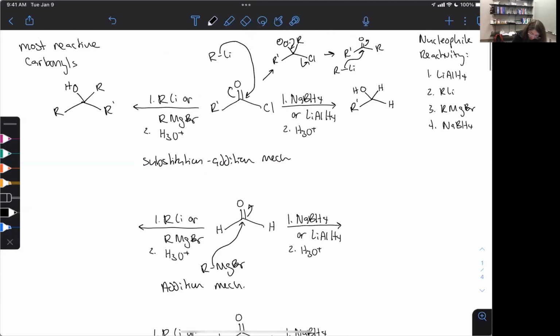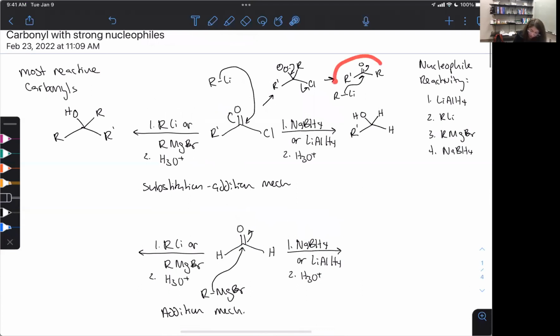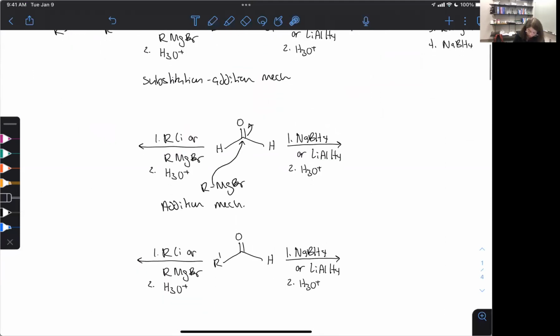Okay, so up here, we do end up having a substitution at one point where we're substituting an R group or an H for a chlorine. And then we do another addition reaction. So it's a substitution, then addition. Down here, we're only going to end up seeing one addition because we don't have any good leaving groups here. We're not going to see an H minus leaving group or a C minus leaving group.